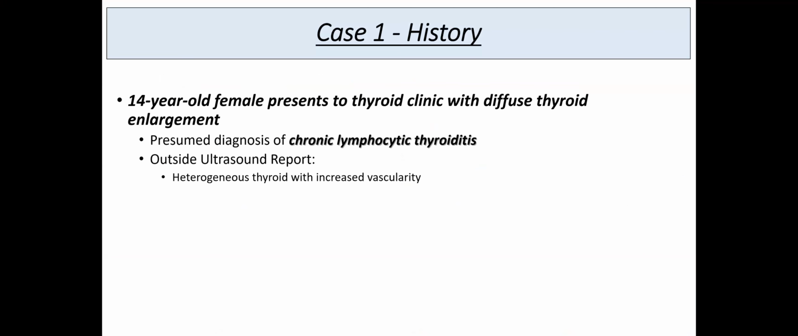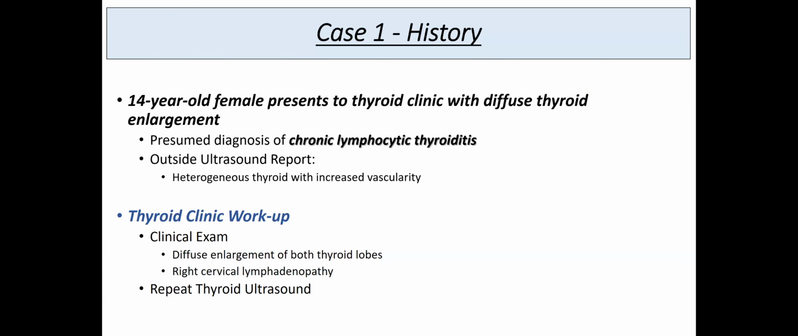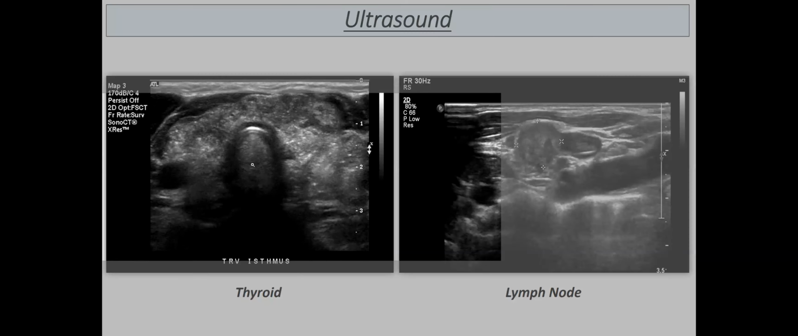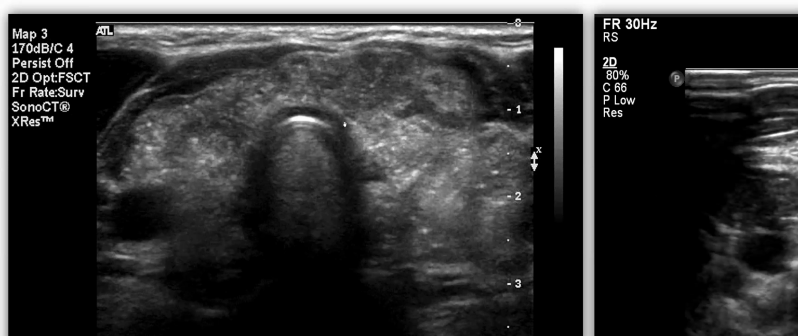So this was a 14-year-old female who presents to a thyroid clinic with diffuse thyroid enlargement with a presumed diagnosis of chronic lymphocytic thyroiditis. The outside ultrasound report showed a heterogeneous thyroid with increased vascularity, and she also had right cervical adenopathy. This is the thyroid on the left, which shows you enlarged right and left lobes, as well as the isthmus.